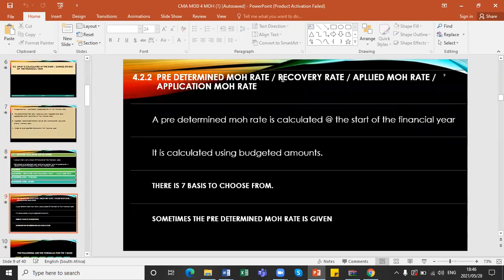Predetermined rate, also known as recovery rate, applied MOH rate, and application rate. A predetermined rate is calculated at the start of the financial year. It's calculated using budgeted amounts. There are 7 bases to choose from. Sometimes a predetermined rate is given to you.